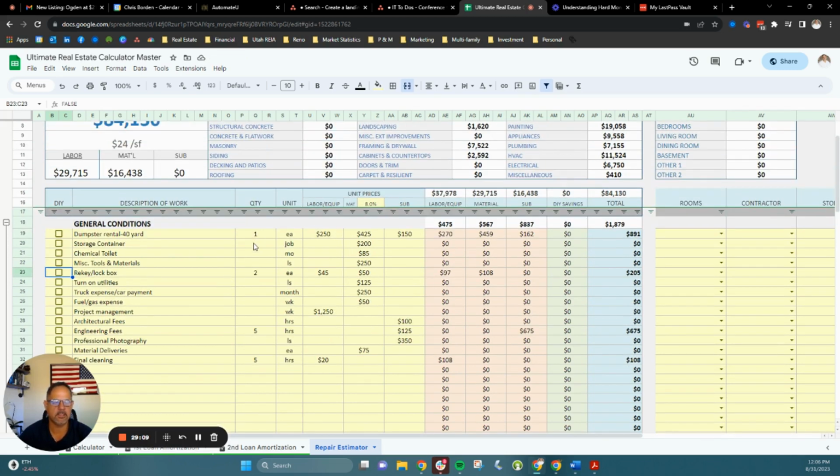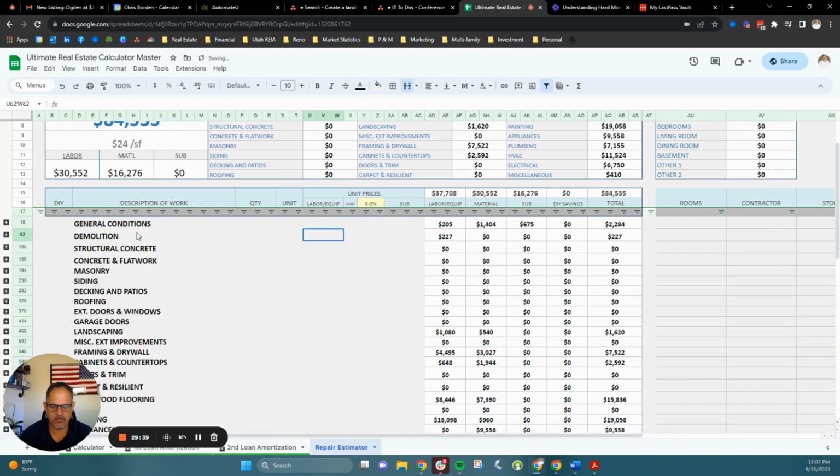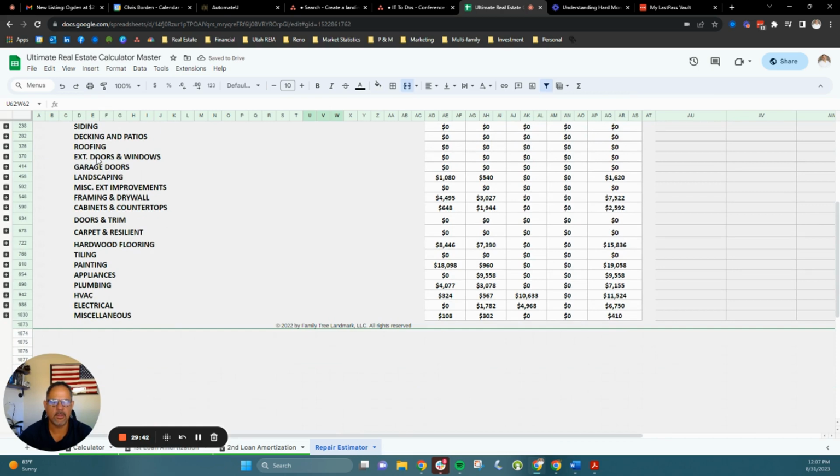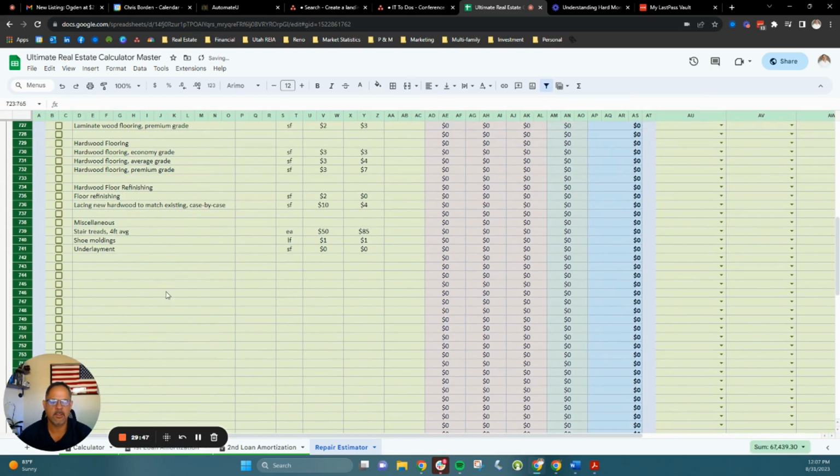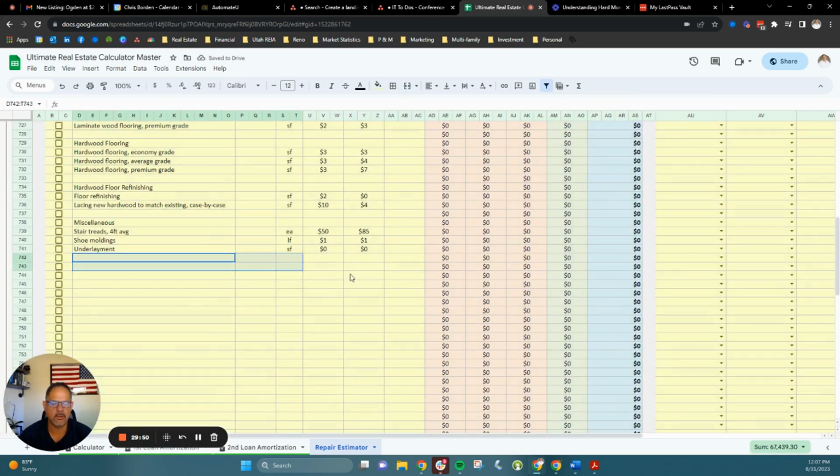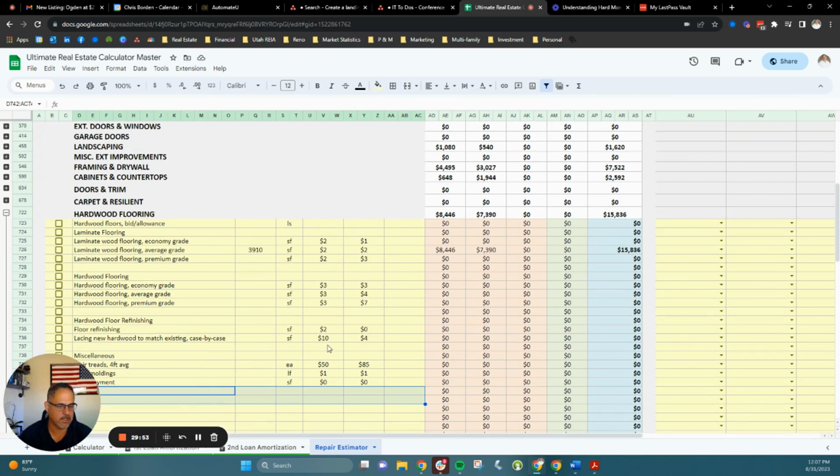But if I wanted to change the amount, say hypothetically I needed two dumpsters instead of just one dumpster, I just up the quantity, and then it will change the overall calculation. Or if I know that the dumpster cost is $600, it's going to make an adjustment accordingly. So again, there's a ton of different sections here. It should cover pretty much every segment that you would need in a renovation. But again, if there's something that's not included here, you can always add it and make adjustments to it.